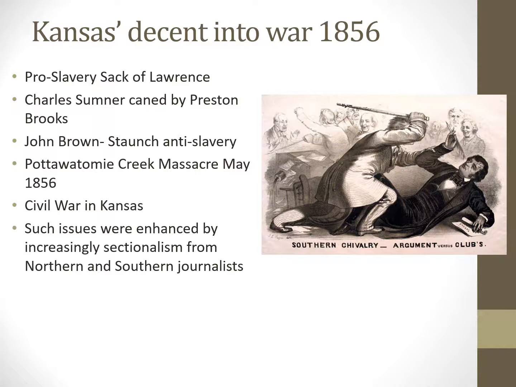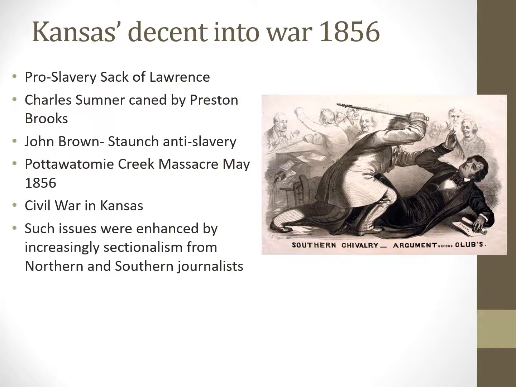John Brown was an anti-slavery advocate, and John Brown was equally stirred up by what he saw with the sack of Lawrence and with the caning of Charles Sumner. John Brown was the father of 20 children. He was a very, very religious man, and he was a fanatical abolitionist. And he promoted fighting fire with fire. He promoted using the force of terror and war against the pro-slavery advocates.